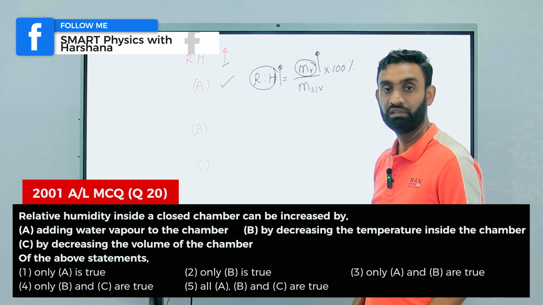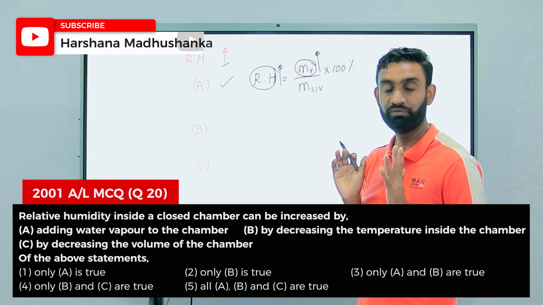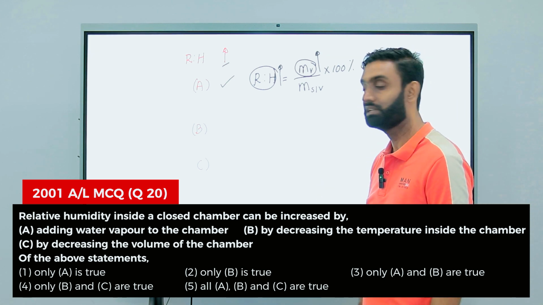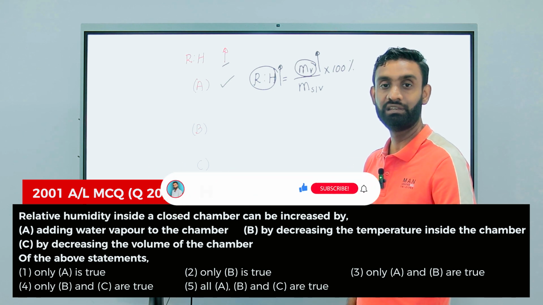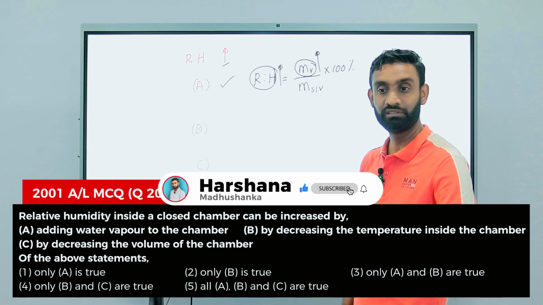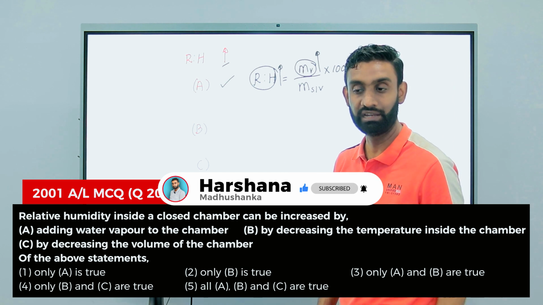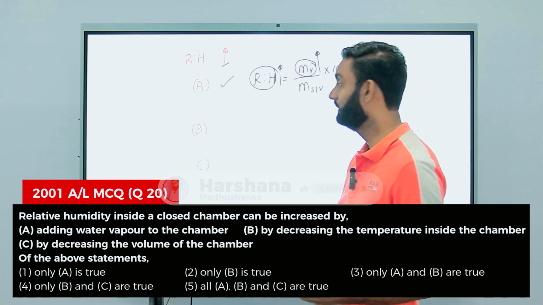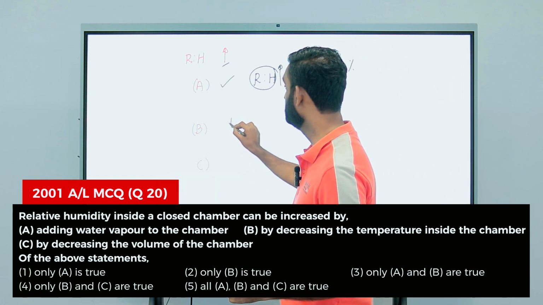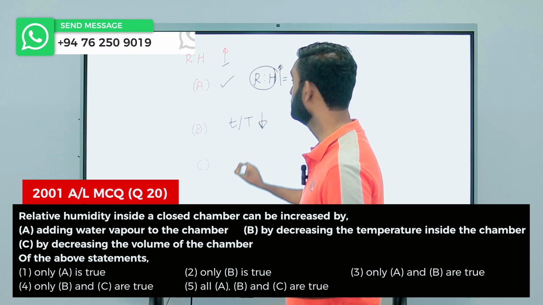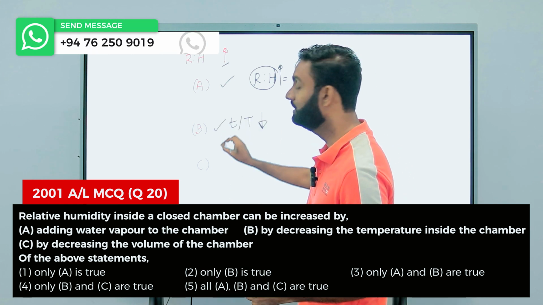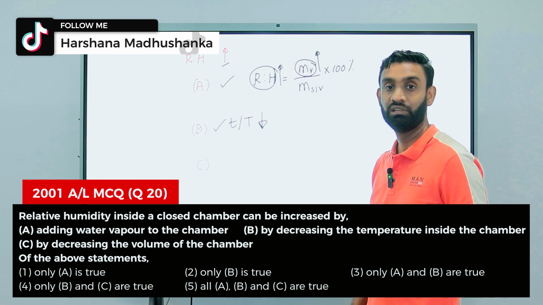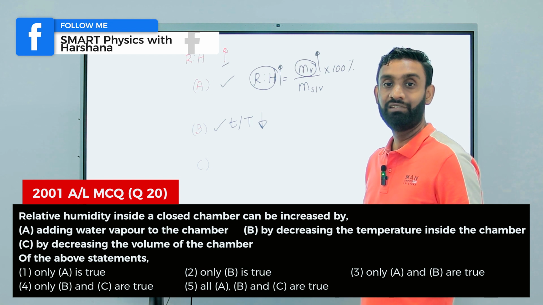The second one: the temperature of the chamber needs to be lower. Yes, when you decrease the temperature, we know it's getting closer to the dew point. At the dew point, we know relative humidity is 100%. That's why dew occurs. So while you decrease the temperature, you can achieve that. Therefore, B is also correct.